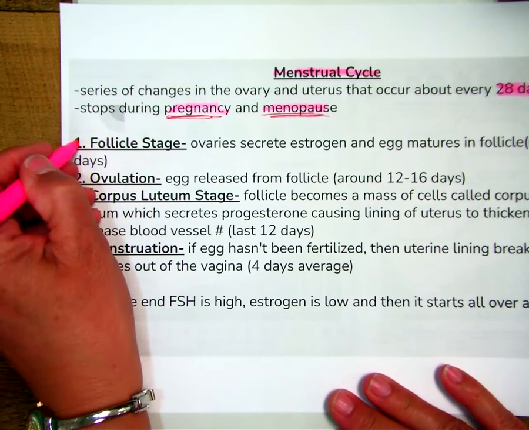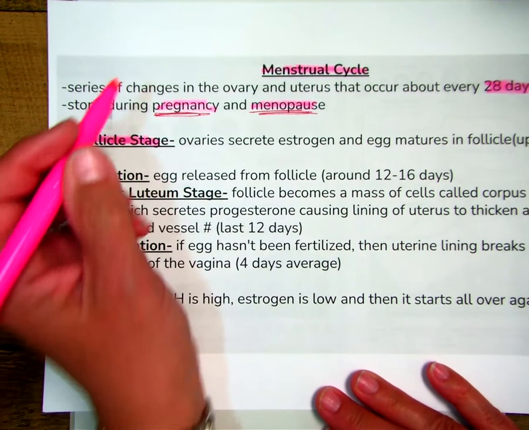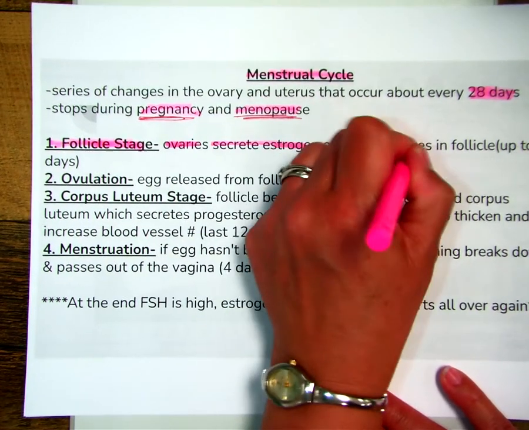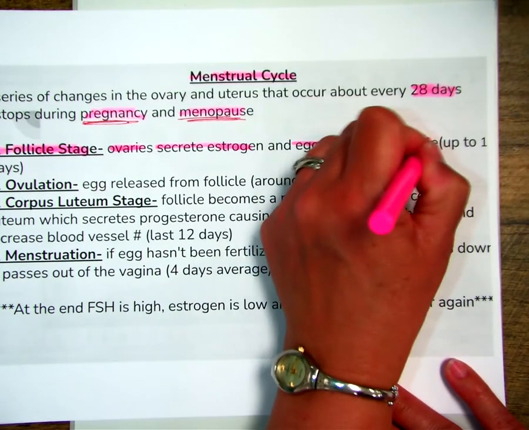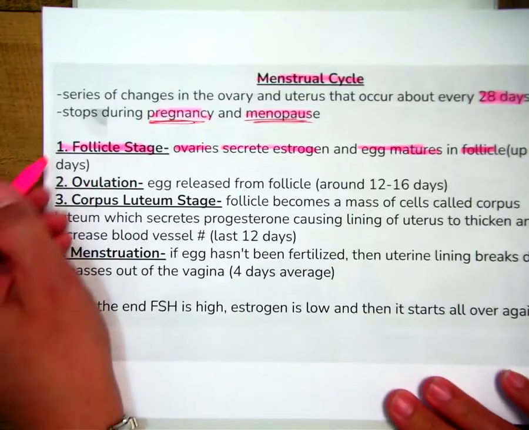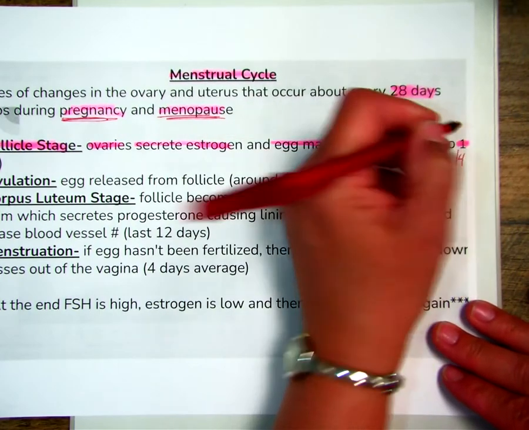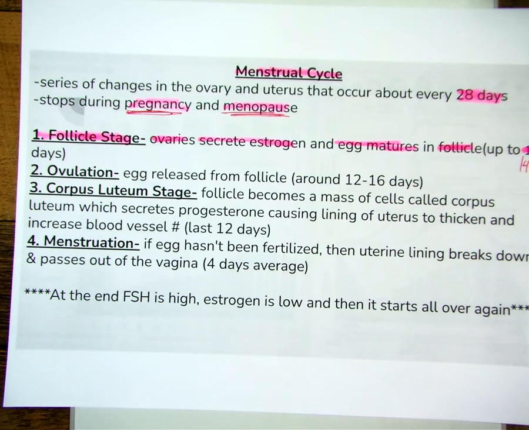Okay, there's 4 parts to the menstrual cycle. You need to know these. Number 1, the follicle stage. This is where the ovaries secrete estrogen and the egg is going to mature inside a follicle. This happens up to 14 days. My notes are cut off there. Up to 14 days.